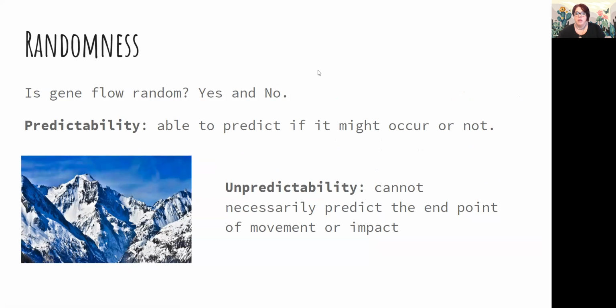Gene flow is a little bit harder to determine in terms of randomness. It is a yes and no sort of answer. In terms of predictability, we might be able to predict if gene flow can occur or not. So if we have our picture here with a mountain, if there's one population on one side and one population on the other, and they don't travel well, we might be able to predict that gene flow between those two is probably going to be limited. However, we cannot necessarily predict the endpoint of movement if it happens, or the impact that it'll have on the population that the organisms are moving into. So this one is really a yes or no.